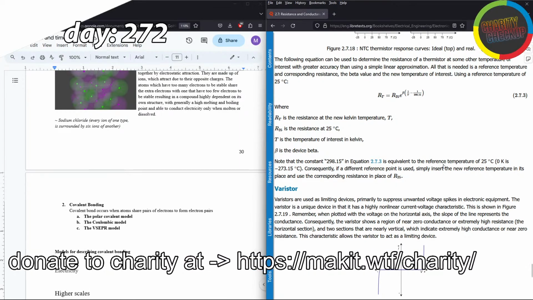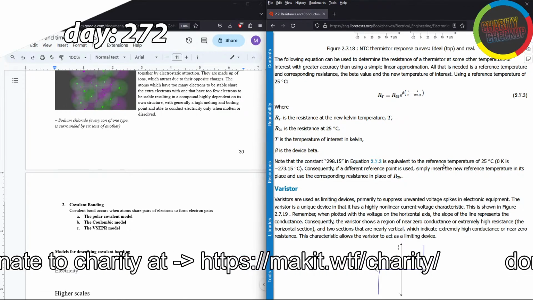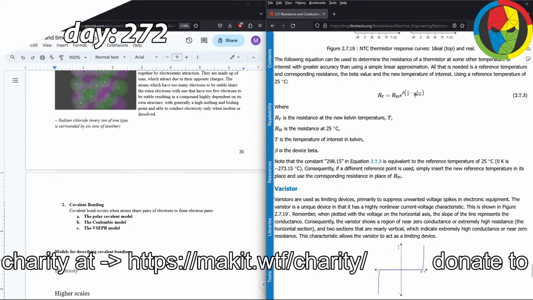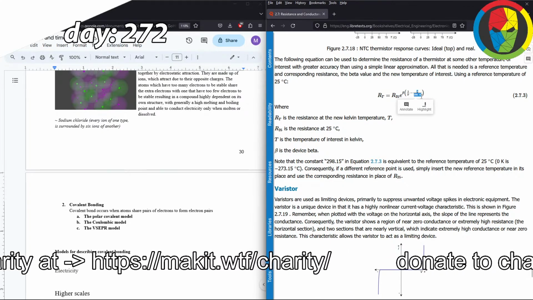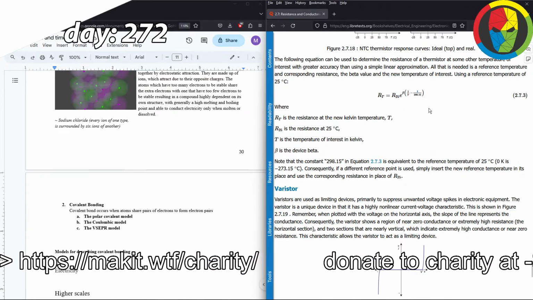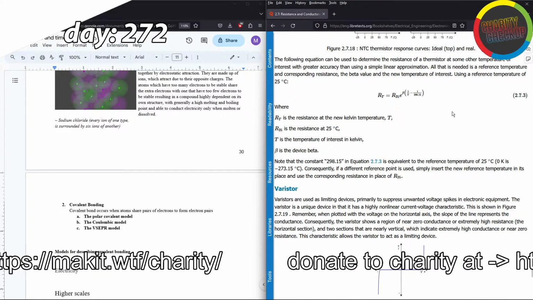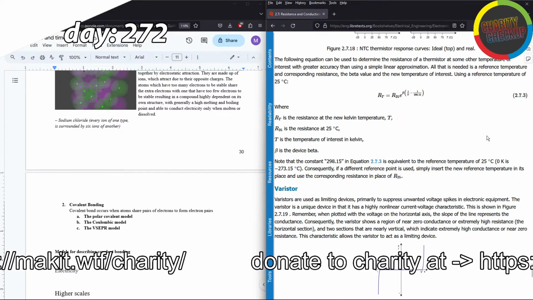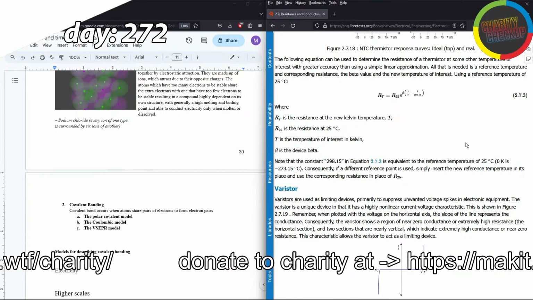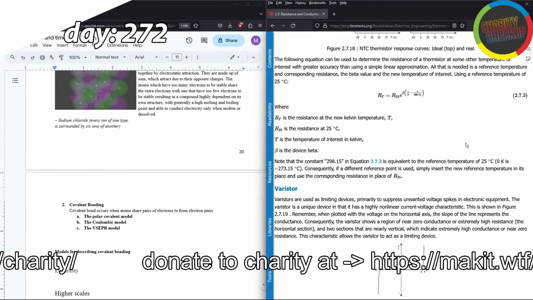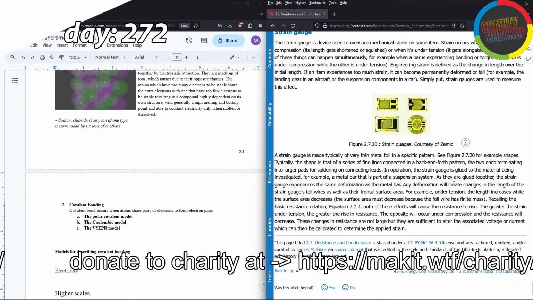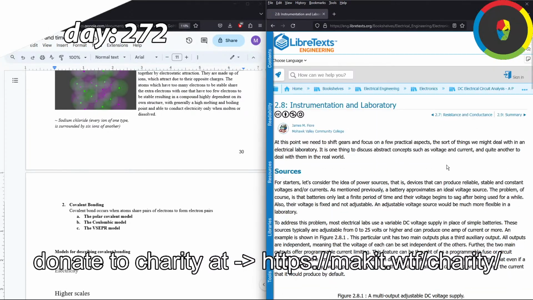Sorry, what? The following question can be determined the resistance of the thermistor. Oh yes, thermistor. I love the equations where you have just some sort of constant in there. Yeah, it's to adjust for Kelvin. I don't know why. Just use Kelvin. It'll make the equation so much easier.